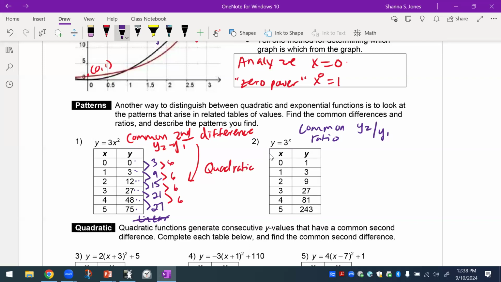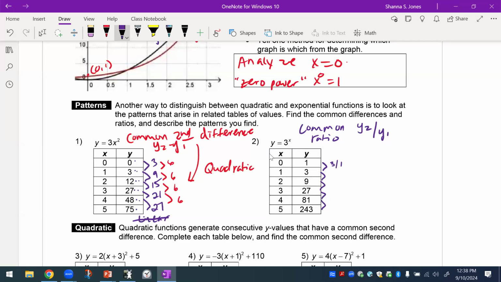Because remember, exponential is repeated multiplication. How do you undo multiplication? You divide, right? So we're looking at how did I get here? You have to have a common ratio, so that means that we are dividing.